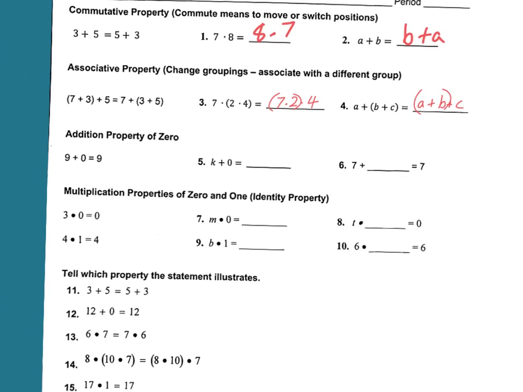Addition property of 0, okay, our example is 9 plus 0 equals 9. So what is K plus 0? Well, it equals K. 7 plus what equals 7? 0. So really simple on that one. The next one, we are looking at 3 times 0 equals 0. So what does M times 0 equal? 0. T times what equals 0? 0. And then the property of 1: 4 times 1 equals 4. So what does B times 1 equal? B. And then 6 times 1 equals 6.